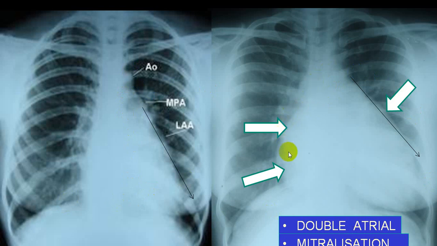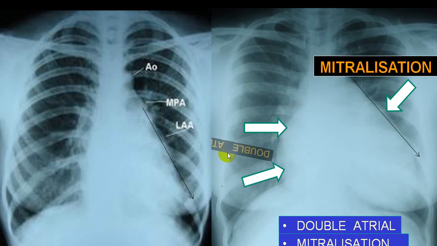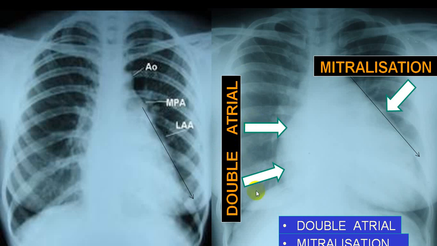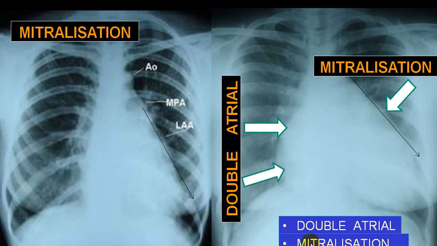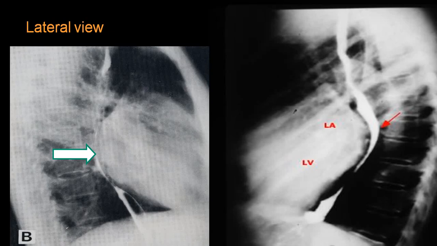You can see there is one more shadow on this right side. So this is the left atrium and this is the right atrial border. So this is LA, this is mitralization, this is the double atrial shadow. If there is a very good enlargement of the LA, then you can have a double atrial shadow. And when you cannot make out the 4 bumps on the left side, which are the aorta, pulmonary artery, left atrium and LV border, then you call that mitralization.